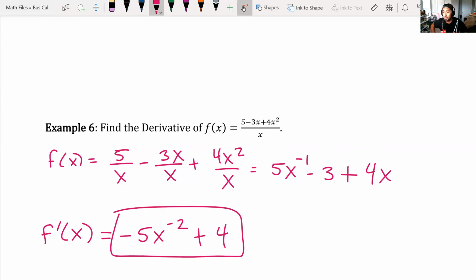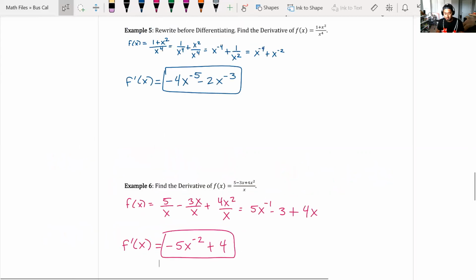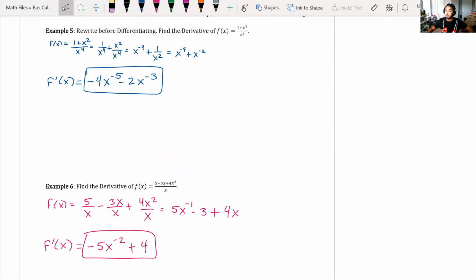And that is it. So rewrite as much as necessary so you can take the derivative. Find the derivative. Okay, awesome. Okay, those are derivatives. Not bad. We don't have to do the long way anymore.